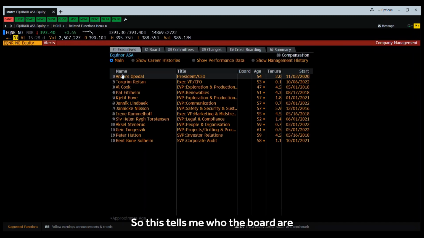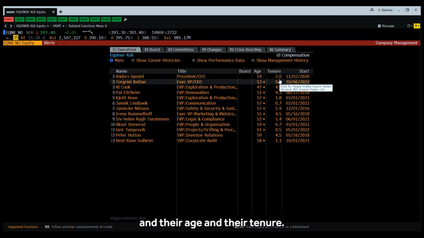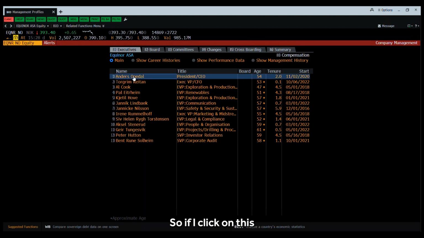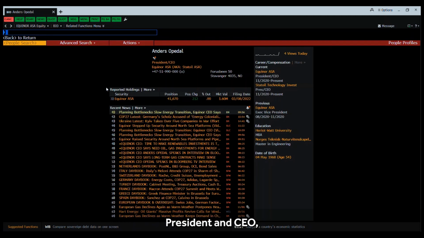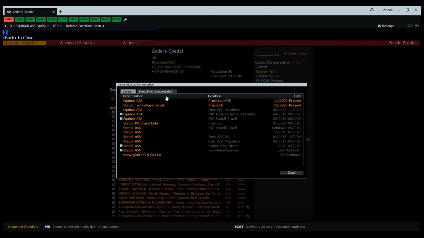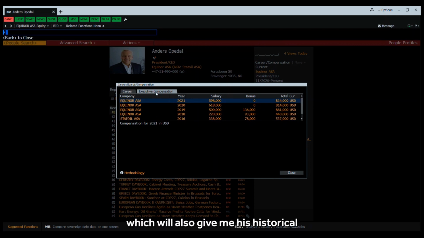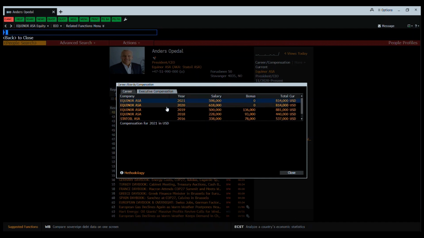So this tells me who the board are and their age and their tenure. And then for more details, I can click on one of these and find out more. So if I click on this president and CEO, then I get his title, his previous employment, even his education. And then if I'm interested in this, I can go to more next to career and compensation. So this here is his other roles historically. And I can also go to executive compensation, which will also give me his historical salary here.